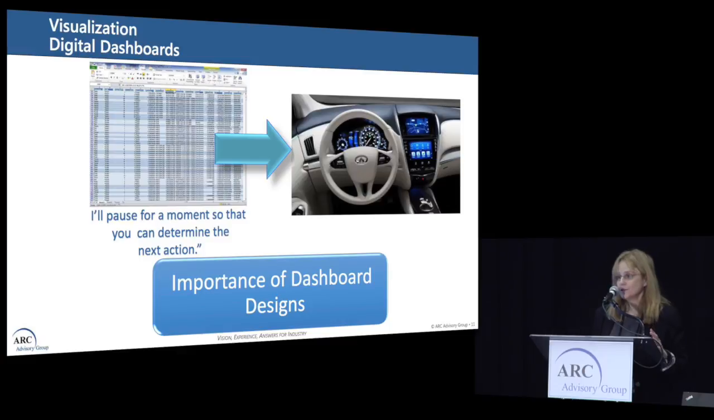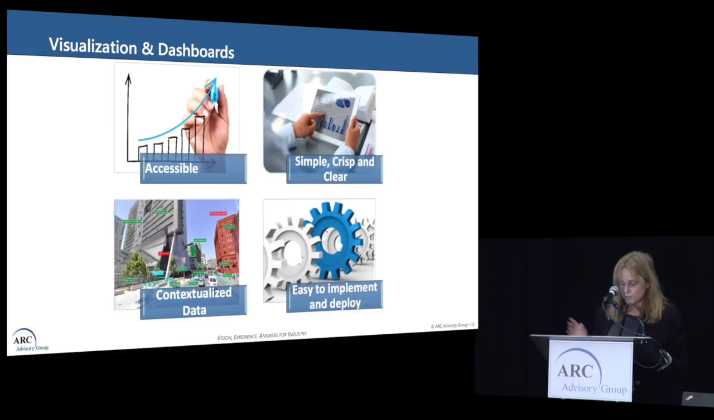And really what people want is to have that information in a form that they can see easily. And I think you're going to see in some of these presentations today that they are starting to do this, making sense of the data into a format that you can easily and quickly understand what's going on. So for the visualization, some of the things that are important are that it's accessible to people that need to have that information at the right time. It's simple, crisp, and clear. The data is in a contextualized format, so you know what to do with the data, it makes sense what the data is, it's not just arbitrary data, and it's easy to implement and deploy.